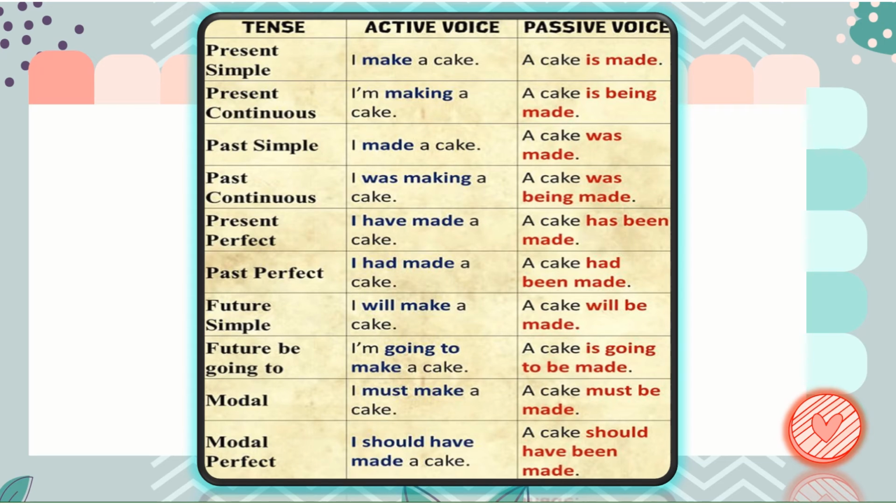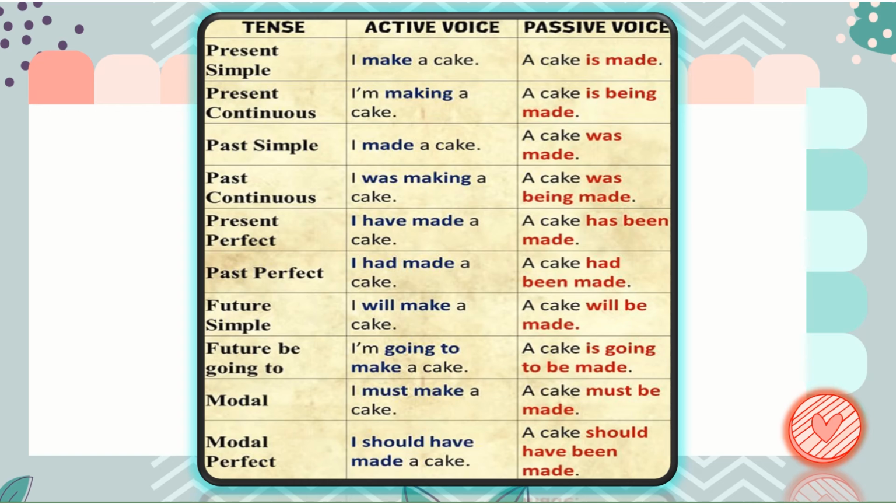Also, there are other ways to write passive voice sentences in many tenses. For example, in simple present, you can have I make a cake. In the passive voice, you have to use the form of the verb to be. In this case, is, because you're talking about the cake. And also, you have to use the verb in past participle. A cake is made. Also in present continuous, I'm making a cake. A cake is being made.